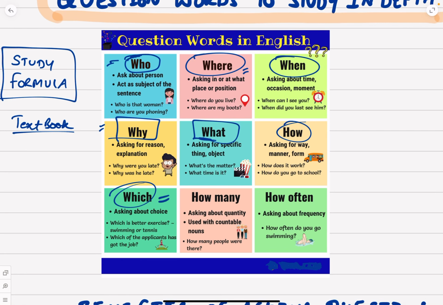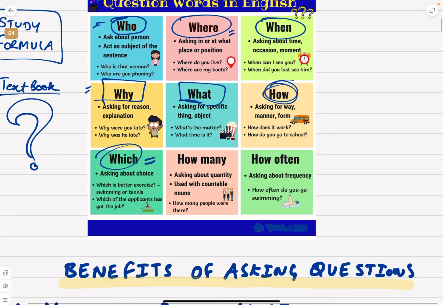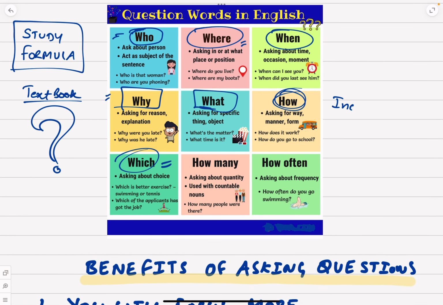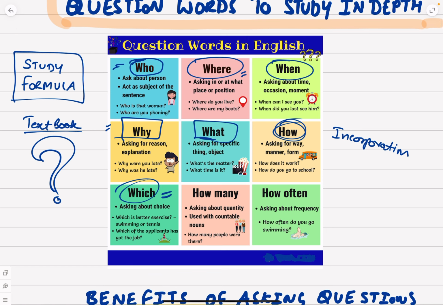So when you ask your questions, you have a deep desire to learn more, right? Then you will go further. They are telling something like an incorporated company has its existence. So how does a company come into existence? By way of incorporation, right? This is just an example for the paragraph which we have. So this way, no matter what you study, as and when you're studying, after every paragraph, please put these questions in your mind. Who, what, where, when, why, which.